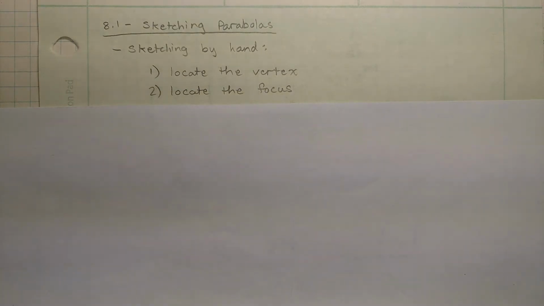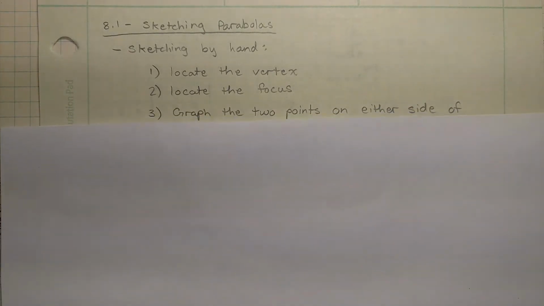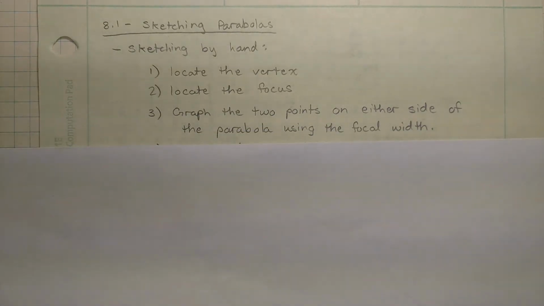The next thing after locating the vertex is to locate the focus. When we have it in vertex form, we know our focus is at that value p, which is the value we get when we divide that constant by 4 from our equation. Then we use the focal width, the absolute value of 4p, to graph the 2 points on either side of the parabola at the focus. So we go out to the focus, then the focal width is how wide it is. We'll see that as I walk you through the process.